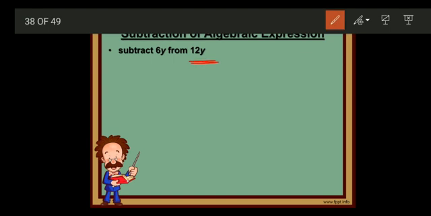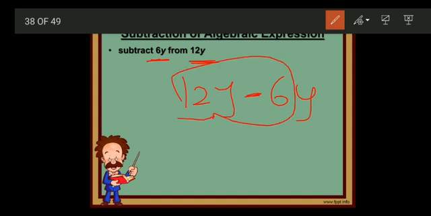So from 12y we have to subtract 6y. So this is 12y minus 6y. Okay, so 12y minus 6y. So we have to first subtract the numerical coefficient, that is 12 minus 6. 12 minus 6 is 6. So this will be 6y.